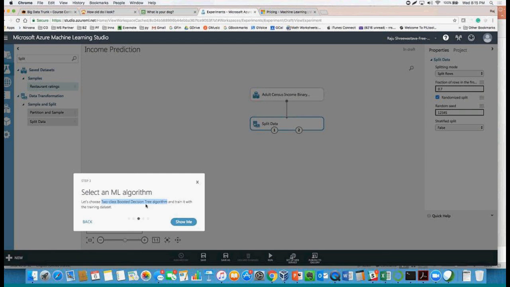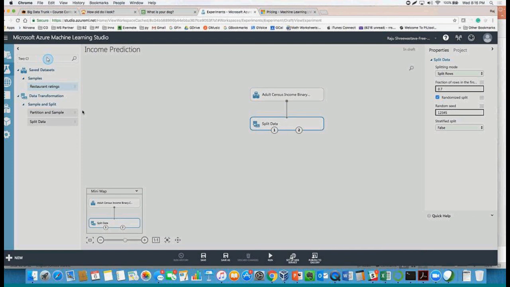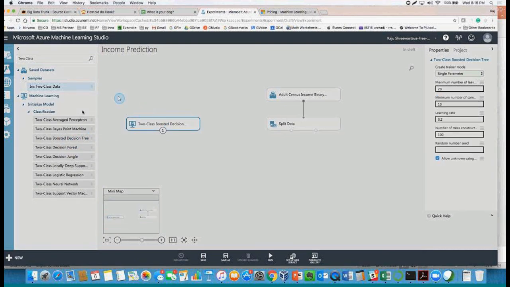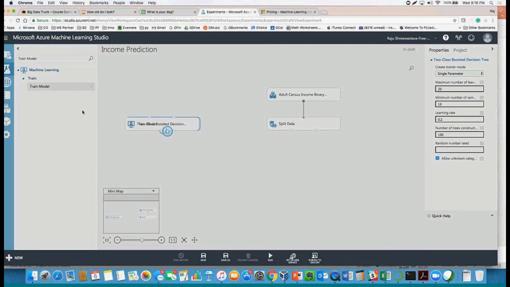In this case, it's the two-class boosted decision tree algorithm. I'm not going to get into how we picked that. To a certain extent, we went through it, right? It is, again, above 50K or lower than 50K. So it is a classification, right? And it has two values. So it is two-class classification. That's why this one has been picked. Now what we're going to do is go and find it. He's going to search that name, find that box, and just drag and drop that data into this and connect it. Now I have a model based on this.